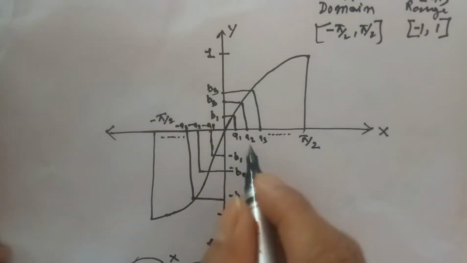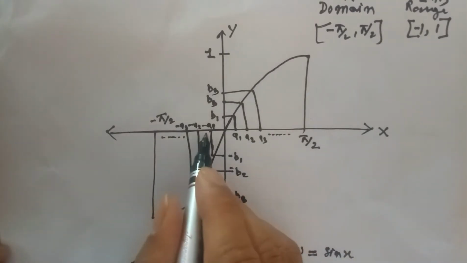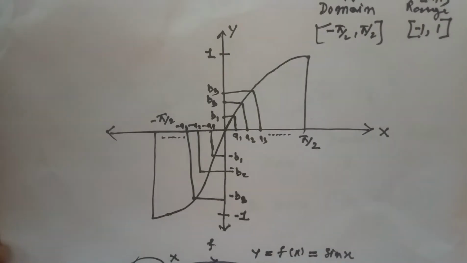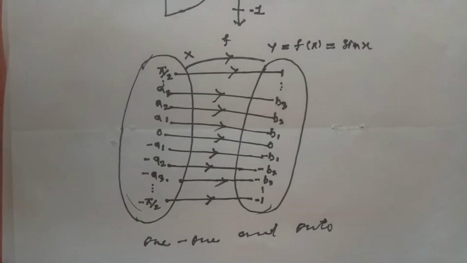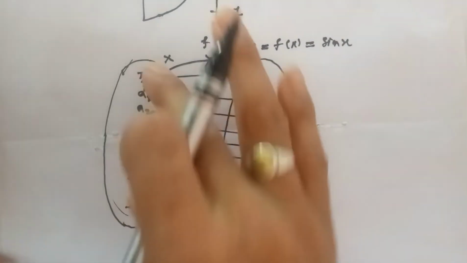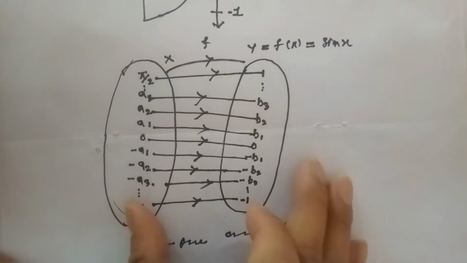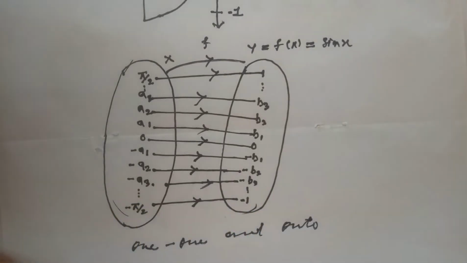After that, we take some values of x like a1, a2, a3 and minus a1, then we plot with y. So what do we get? All values are different in their range. So if we restrict to minus pi by 2 to pi by 2, then we get one-one and onto. So the inverse of this function is possible now.